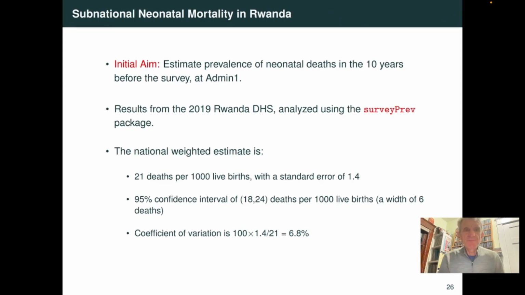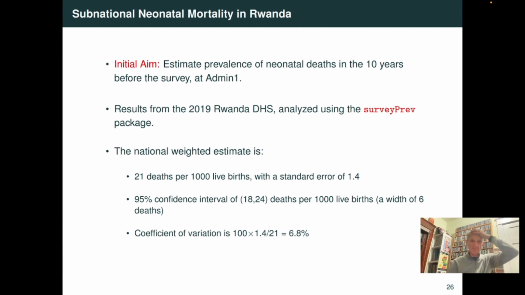So here we're going to look at neonatal deaths, the prevalence of neonatal deaths, so death in the first month of life, over the 10 years before 2019. So in the 2019-2020 Rwanda DHS, in the previous 10 years, mothers were asked how many children they had born, and then if any of the children died within the first month of life. And so we analysed these using the Shiny app.